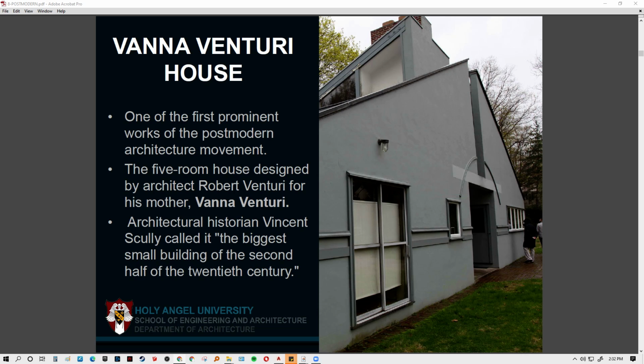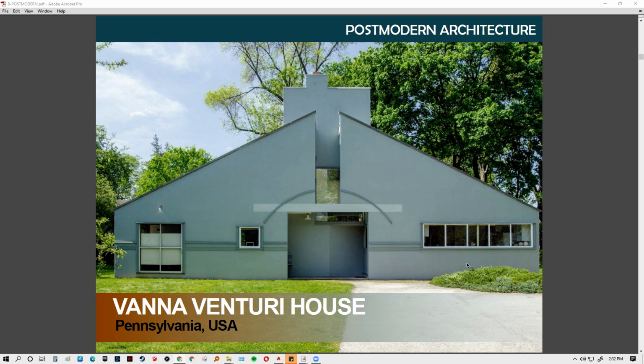So it is a 5-room house designed for his mom, Vanna Venturi, and an architectural historian, Vincent Scully, called it the biggest small building of the second half of the 20th century. So basically, it is bigger than the usual residential house. So here's the design from the facade.